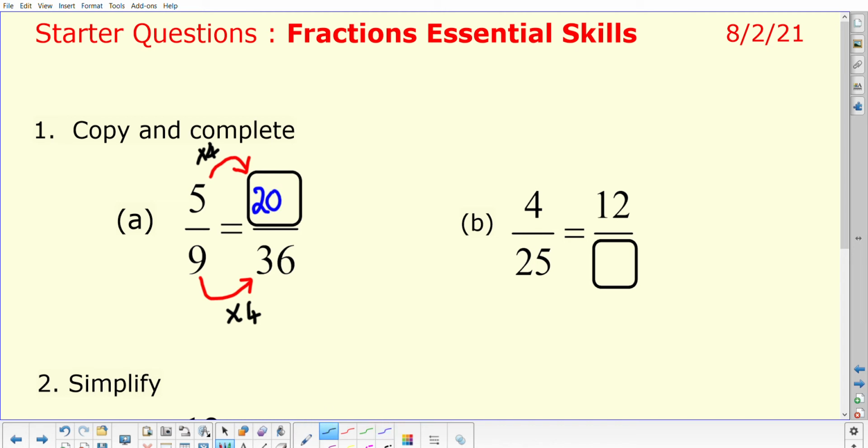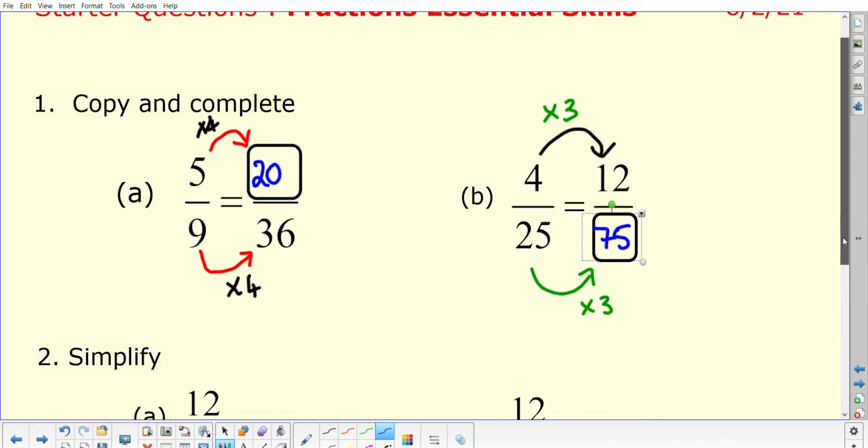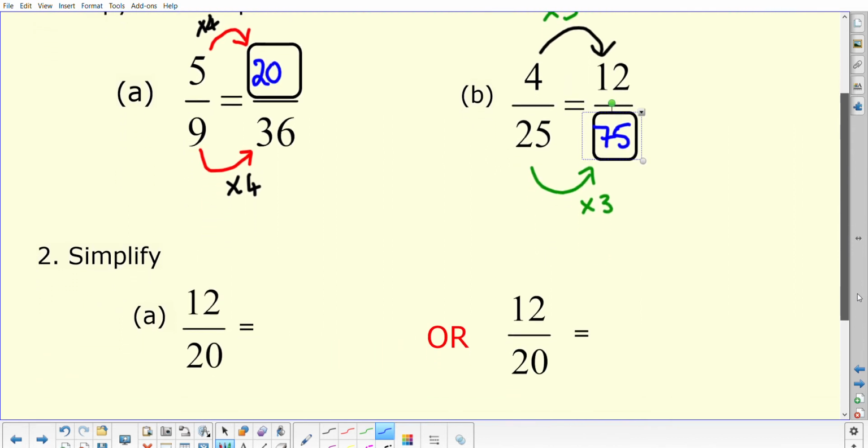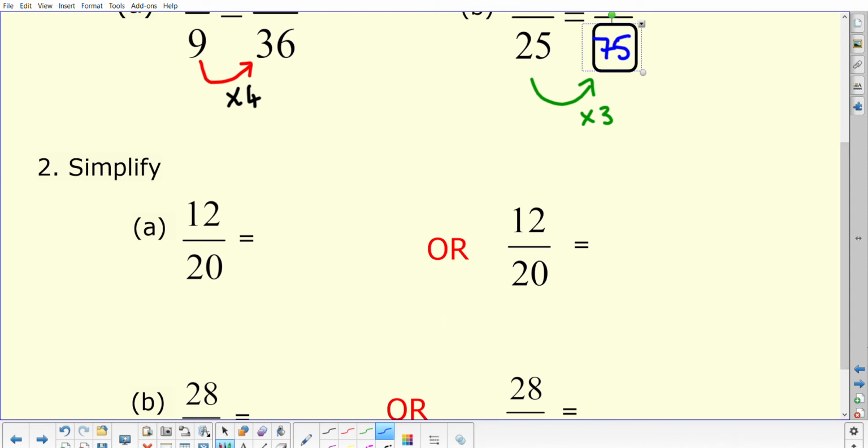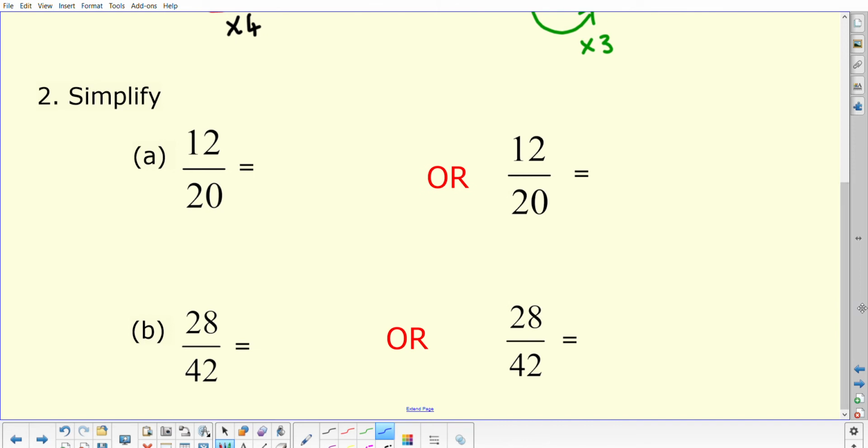If we look at the second one, we'll see it's the top number that we've got a pair of. So if you're trying to think about your times tables with that, 4 times what makes 12? Hopefully you can see that it would be 3, which would mean we would also times the bottom by 3, which would therefore mean that I would be looking for 3 times 25, which would be 75. So 4 over 25 is equal to 12 over 75. So that is one way to find equivalent fractions, is to do this multiplying top and bottom, numerator and denominator of your fraction by the same number.